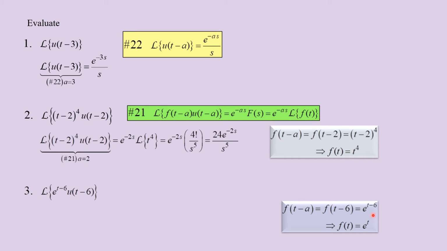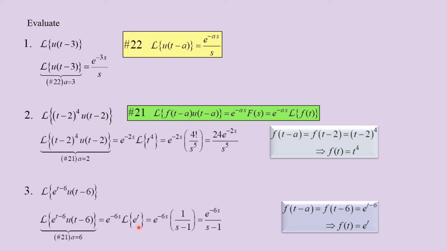Now we're going to apply formula number 21. Laplace transform of e to the power of t minus 6 times u(t minus 6), where a equals 6 in formula number 21, is equal to e to the power of negative 6s times the Laplace transform of f of t, where f of t in this problem is found to be e to the power of t. So you replace f of t by e to the power of t.